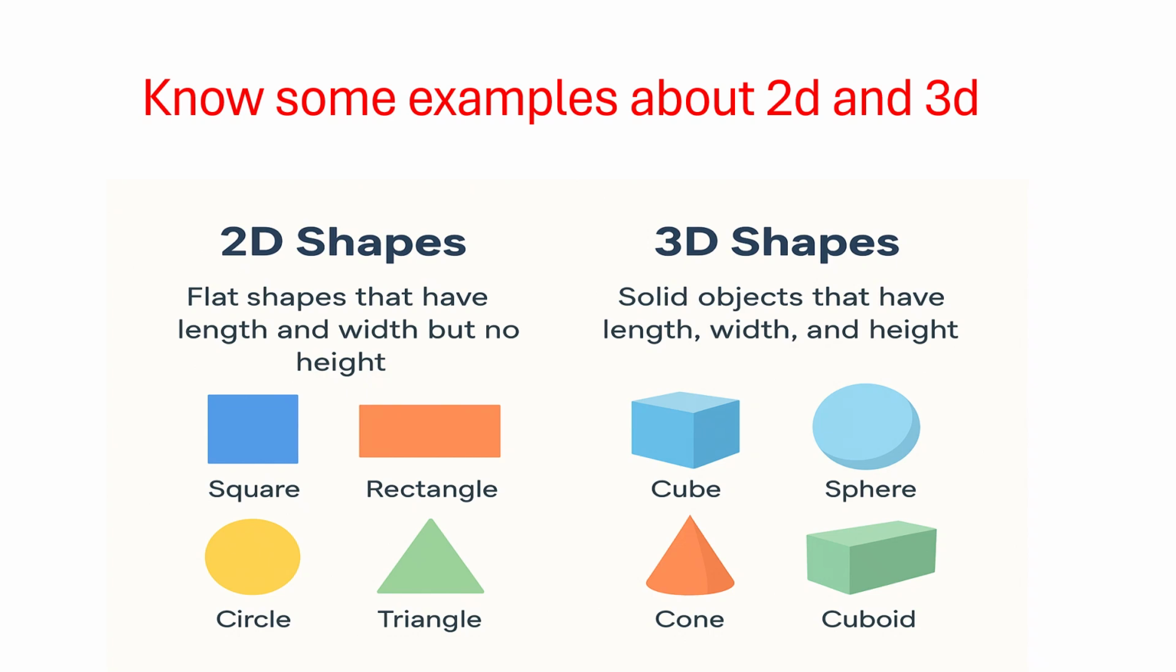So from today, I hope after watching this video, you can classify the difference between 2D shapes and 3D shapes. And most important, in 2D shapes, we find out the perimeter and the area, whereas in 3D shapes, we find out the surface area and volume.